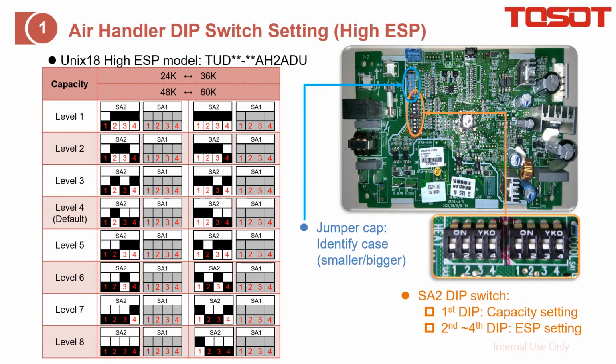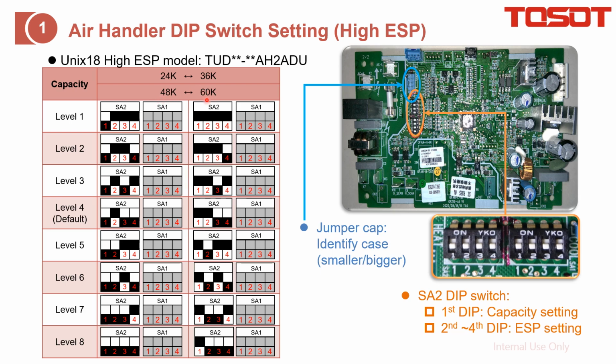Next, we go to the air handler high ESP model, and this is the PCB of the air handler. Here is the jumper cap. The purpose of this one is to identify which case, the smaller one or the bigger one. And also there are SA1 and SA2. SA1 is still reserved, and for the SA2, the first step is to identify the capacity, either it is 24K or 36K. For the bigger case, it is 48K or 60K.